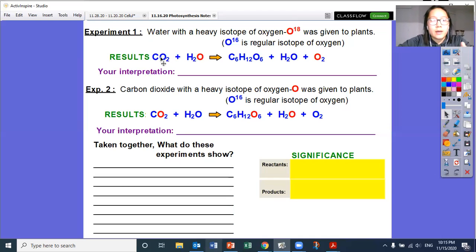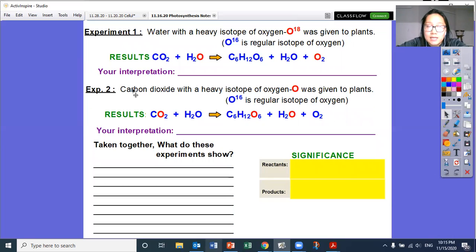And the results were that when they had this different kind of oxygen in the water, the oxygen gas produced by the plants actually had this oxygen, and none of the oxygen in the sugar molecule that was being produced, the glucose molecule, was actually this heavy isotope. So what does that mean then? What part of photosynthesis is using the water? Right, it's the part that produces the oxygen, and that would be in photosystem 2 and 1, right?